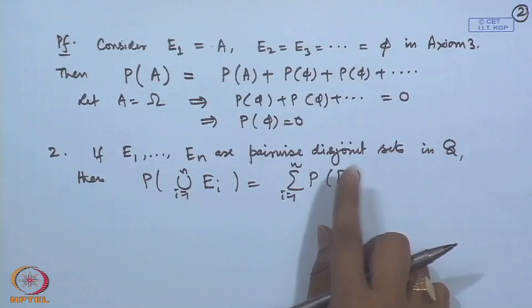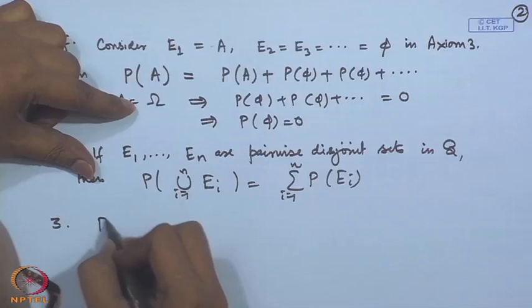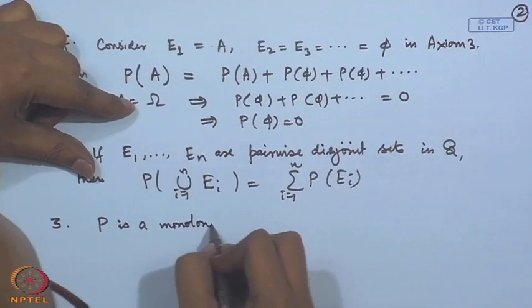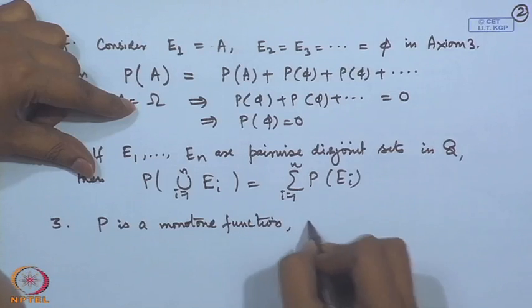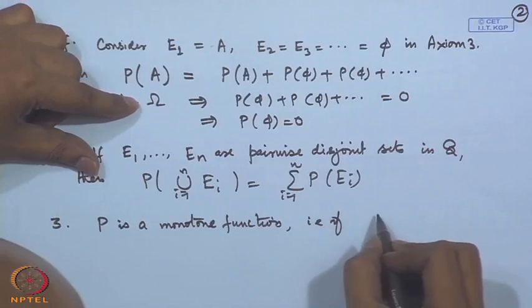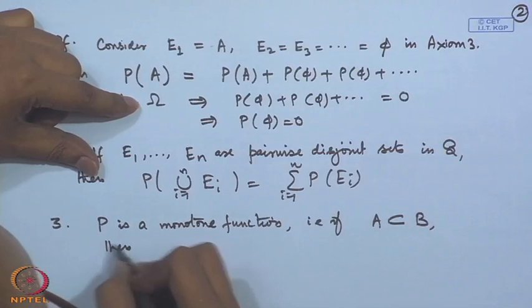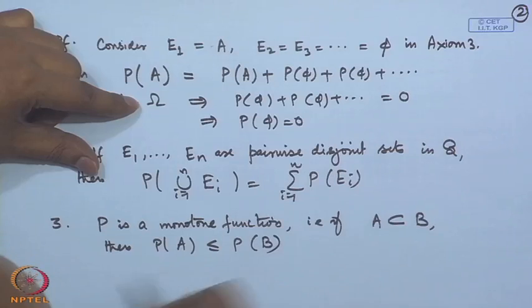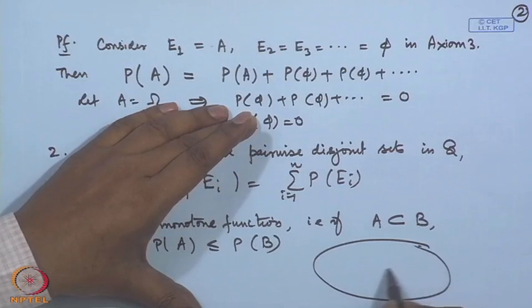So, let us look at a third statement. P is a monotone function. That is, if A is a subset of B, then probability of A is less than or equal to probability of B. Once again, you can easily construct a proof here.